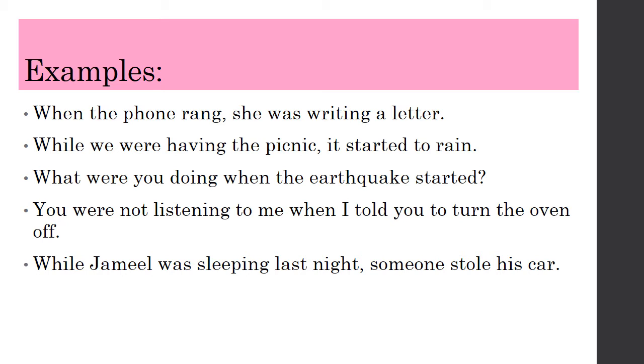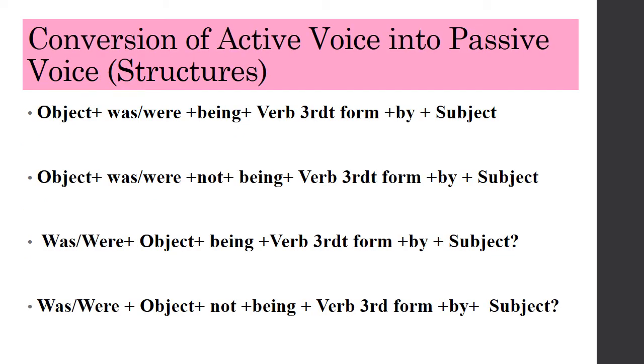Let us discuss some examples of past continuous tense. When the phone rang, she was writing a letter. While we were having the picnic, it started to rain. What were you doing when the earthquake started? You were not listening to me when I told you to turn the oven off. While Jamil was sleeping last night, someone stole his car. Here are the passive structures of past progressive or continuous tense.